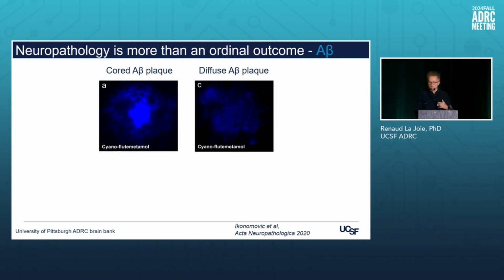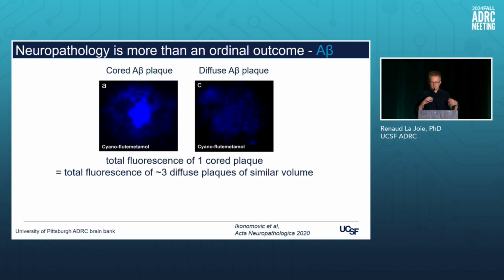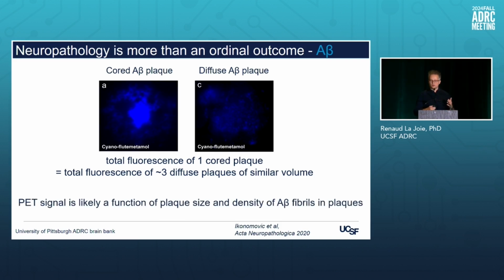The other thing is that pathology is very rich and has a lot of qualitative information. And this is, again, amazing data from the Pittsburgh ADRC, where they looked at how different types of amyloid deposits would result in different amounts of amyloid PET binding. You can see two plaques. One on the left is a cored plaque, and the one on the right is diffuse. And the amount of tracer binding is very different. They identified that a single cored plaque gives you the same amount of signal as around 3 diffuse plaques of the same volume. So if you're just trying to validate PET or imaging or any biomarker based on a number of plaques, you might be missing a little bit of that information.